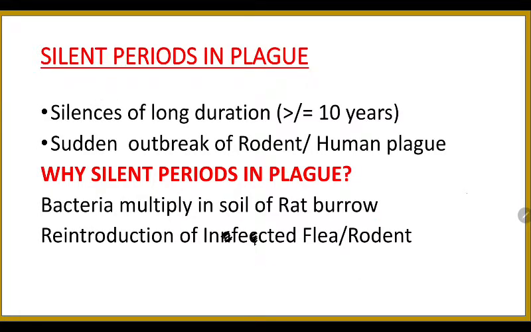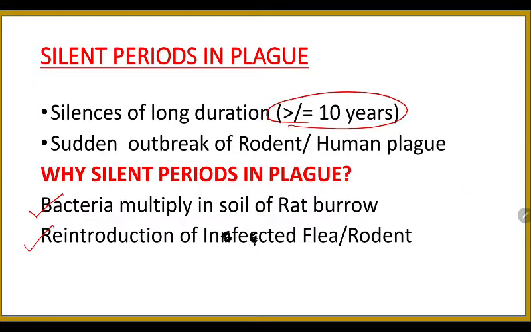Next, coming to what is the silent period or quiescence in plague. For some long time, there's no plague. We should never think that because it has been so long, there is no risk for plague. No, because there is something called the quiescent stage or silent period in plague. This is because bacteria will multiply in the soil of the rat burrow. There can be reintroduction of infected flea or rodent. These are the two important reasons that contribute to the silent period.